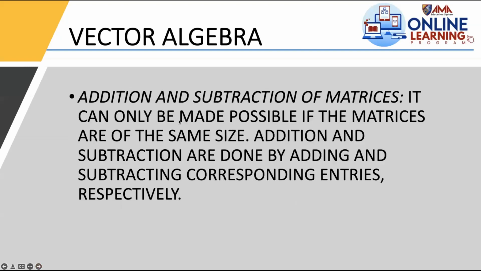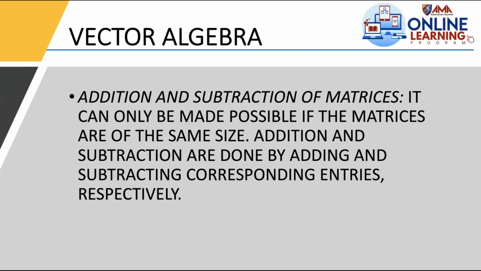But before we go to that, let me just read this general idea here. Addition and subtraction of matrices can only be made possible if the matrices are of the same size. Why? Because addition and subtraction are done by adding and subtracting corresponding entries respectively. So they have to be the same size because you add and subtract corresponding entries. No? For example, if you have 2 by 2, you should add it to 2 by 2 also, right? Because you're adding corresponding entries.